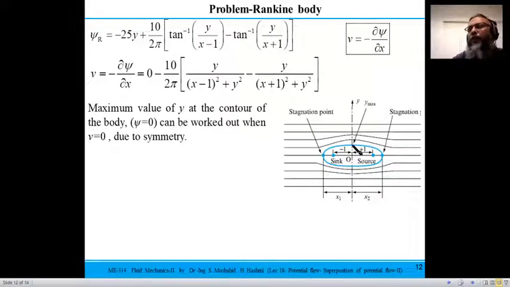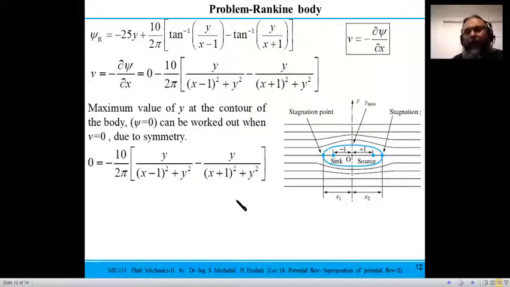The stream function we are assuming to be 0, and since this streamline would act as a solid body, there is no velocity in the y direction. So I take velocity in the y direction to be 0 and psi to be 0. Now I just substitute velocity to be 0 here, and then the only unknown in this equation would be y. From this I have v made 0. So now I have this expression, and the whole thing is the same.